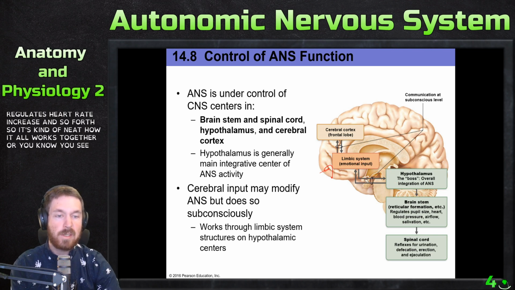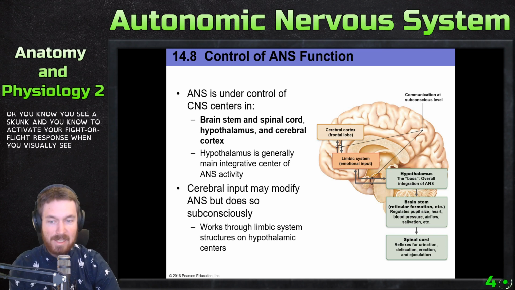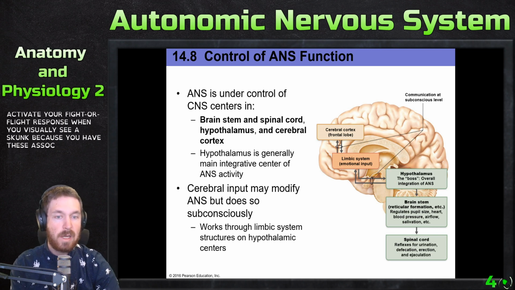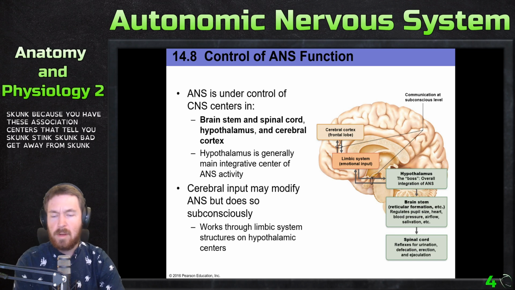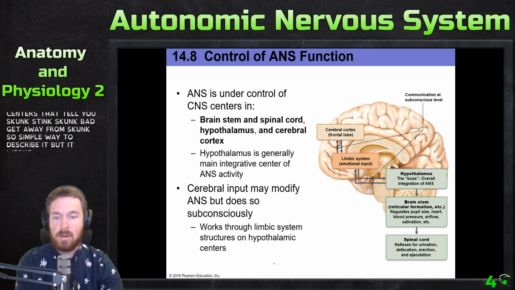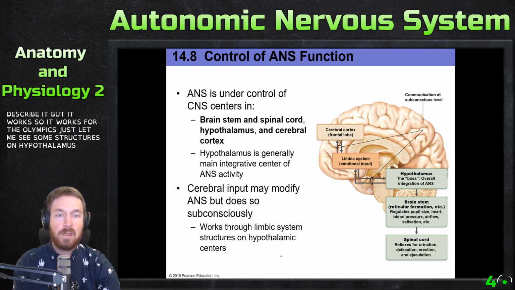Or, you see a skunk and you activate your fight or flight response when you visually see a skunk, because you have these association centers that tell you skunk stinks, skunk bad, get away from skunk. So simple way to describe it, but it works. So it works through the limbic system structures on hypothalamic centers.